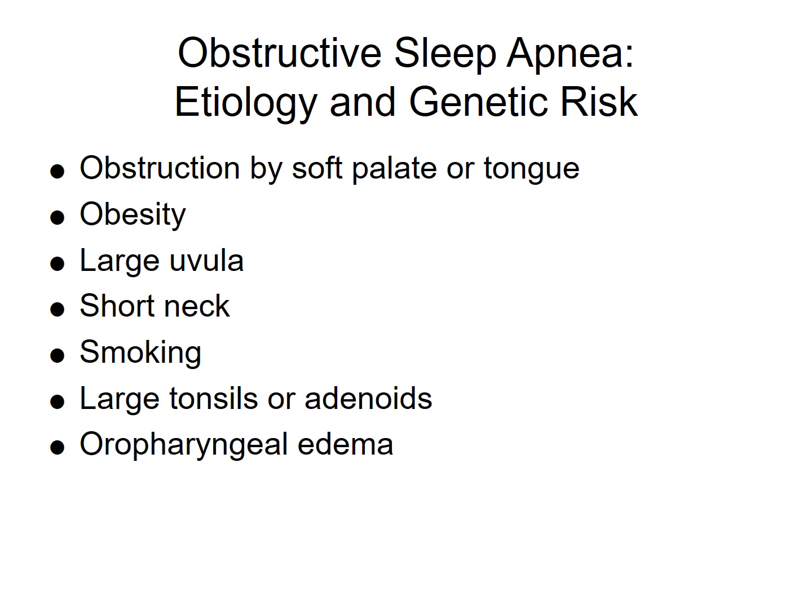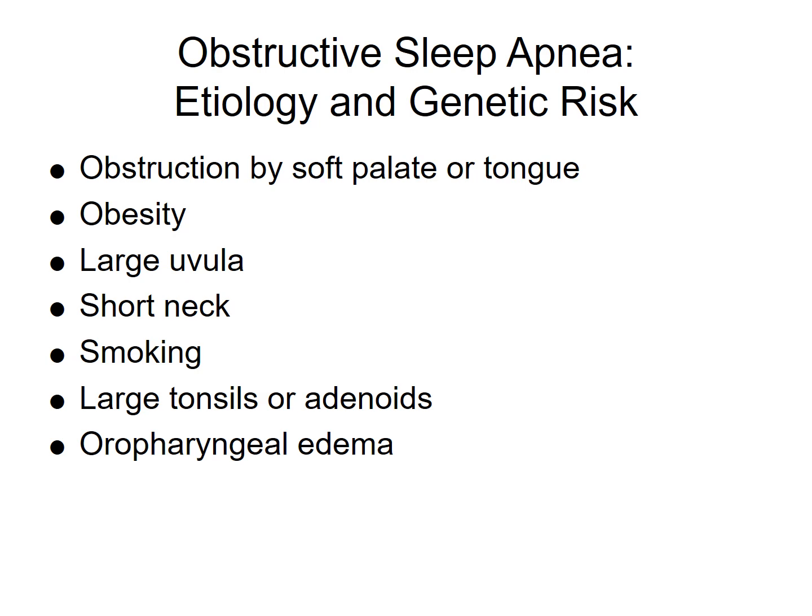So what causes sleep apnea? All these are listed here, such as obstruction by the soft palate or tongue, obesity, etc. I'm not going to read all of them. These are some etiologies, or causes, of OSA. A congenital variation from the norm in the oral cavity structures, the pharynx, or the neck places adults at increased risk for OSA as well.